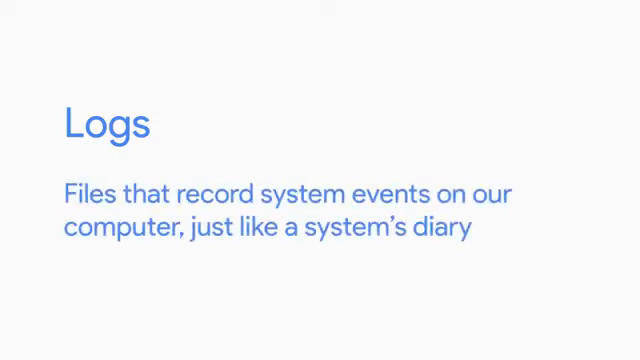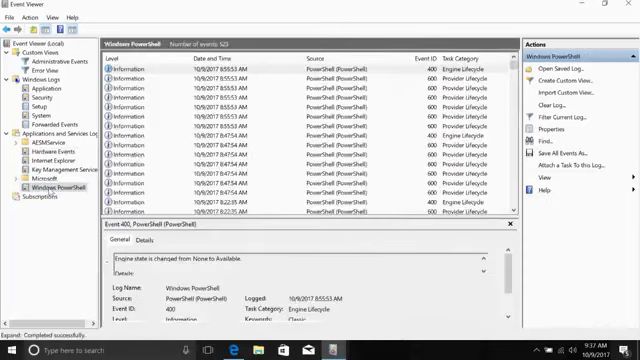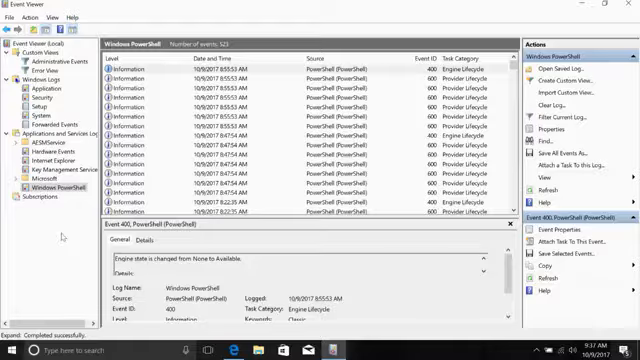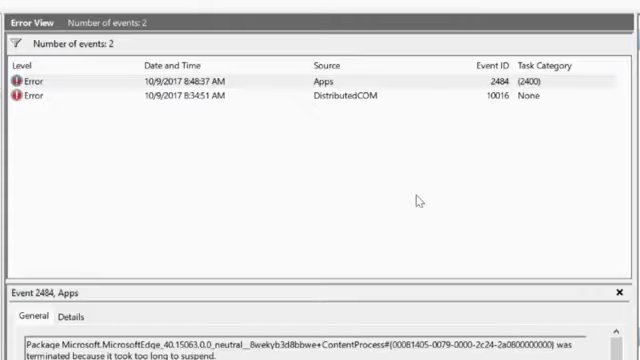Maybe they won't whisper answers to us, but they speak to us in the form of logs. Logs are files that record system events on our computer, just like a system's diary. Our computer will record events like when it was turned on, when a driver was loaded, and even when something isn't working in the form of error messages. In all operating systems, logs are kept so we can refer back to them when we need to find out something that happened. But logs can be hard to navigate because our computer will essentially record everything.